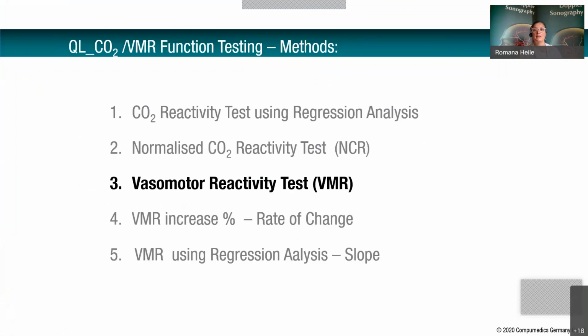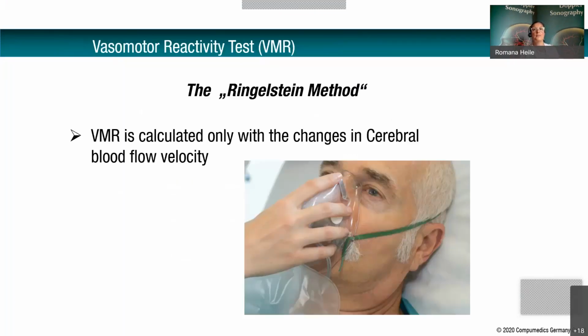Good. That was the second test that can be offered with the QL software. But we still have some more to offer. The next test, which was very popular because it's simpler in some cases, is the so-called vasomotor reactivity test that became the gold standard after Ringelstein. So this is also called the Ringelstein method. And here we also need to increase with carbon gas, but it's only measured by looking at the increase of the blood flow velocity, of the mean velocity, not using the end-tidal CO2.